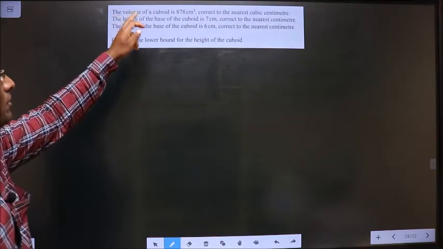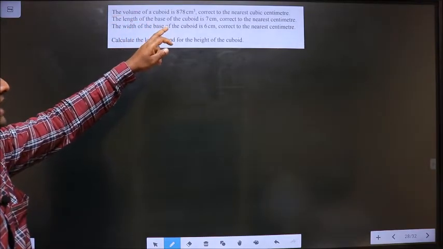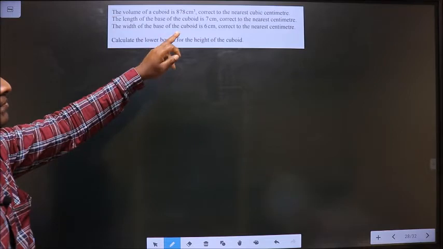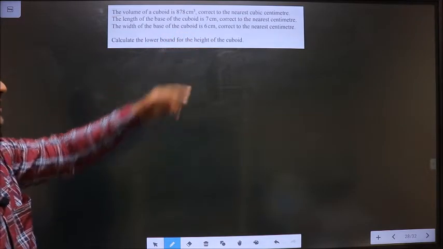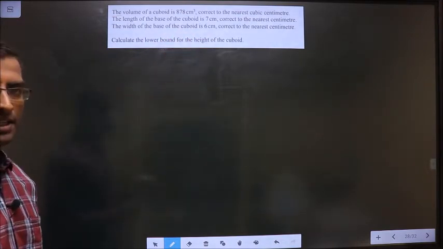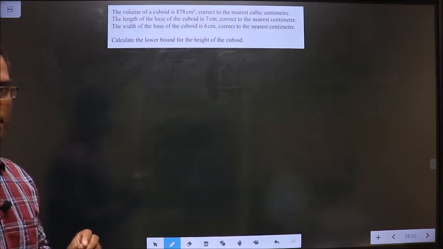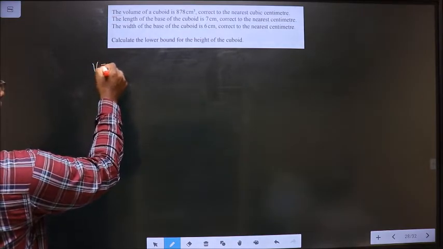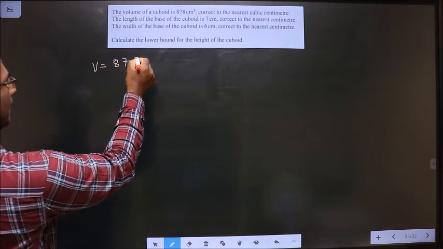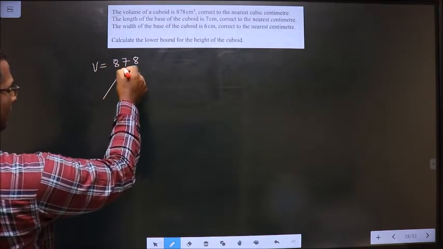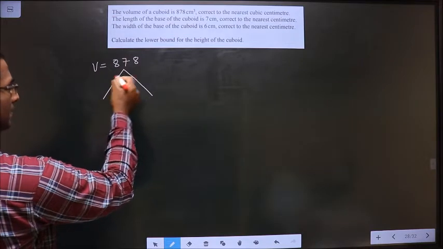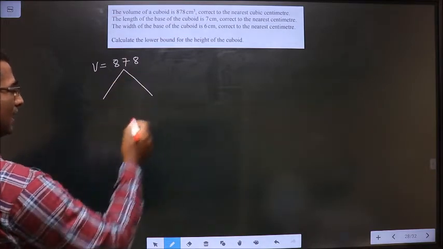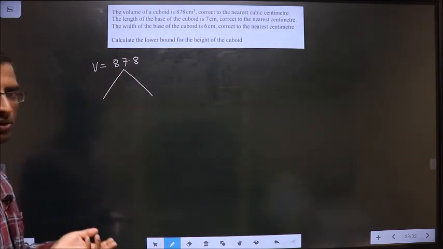The volume of a cuboid is 878 centimeter cube, correct to the nearest cubic centimeter. So first let us write lower and upper bound for the given number. Given is volume equal to 878. Now, what should I subtract and add to get lower and upper bound? How do we decide it?